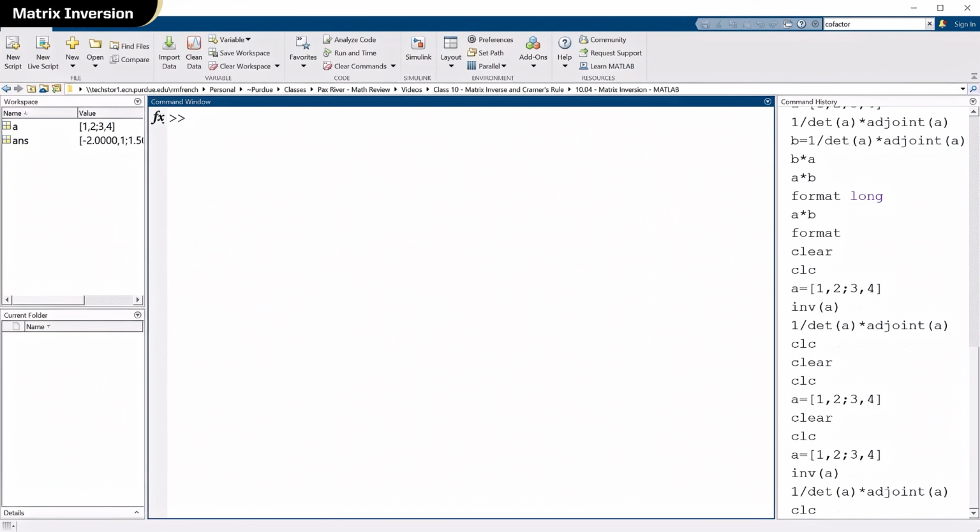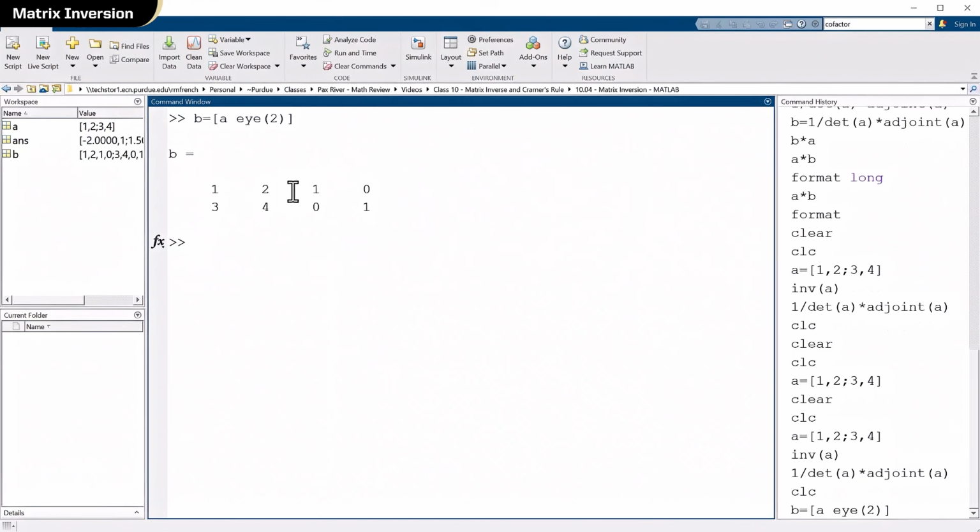Let's now use row operations to put a matrix in reduced row echelon form. If you remember, the matrix we're going to start with is rectangular. It's not square. It's made of 2 square matrices. The one on the left is the original A matrix, and the one on the right is the identity matrix. So let's say B equals A, and then EYE of 2. Just to remind you, EYE of 2 is a 2 by 2 identity matrix. If I hit return, you can see the left half of this is our original A matrix, and the right half is the identity matrix.